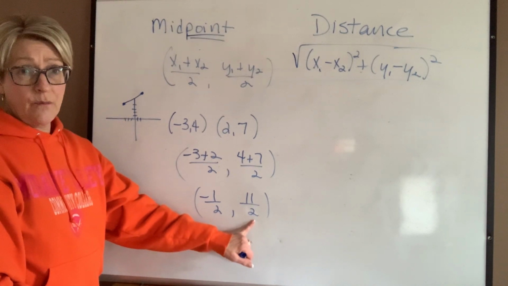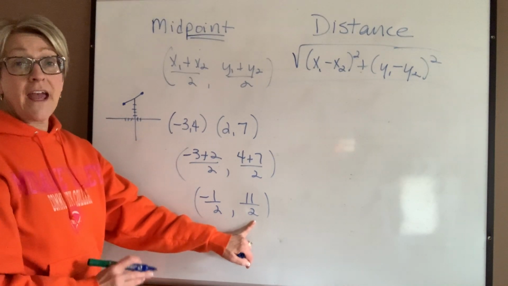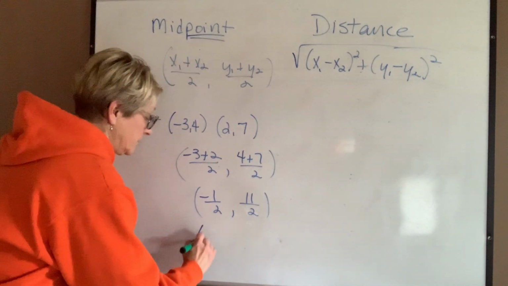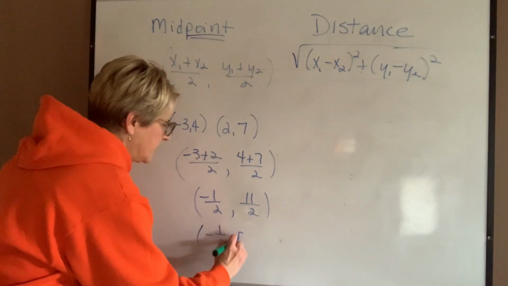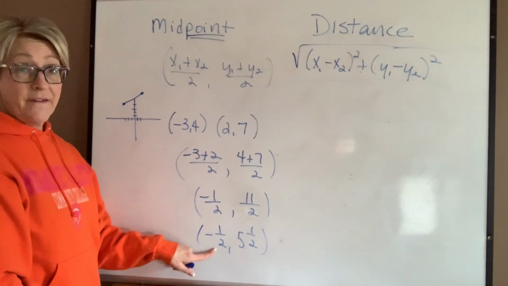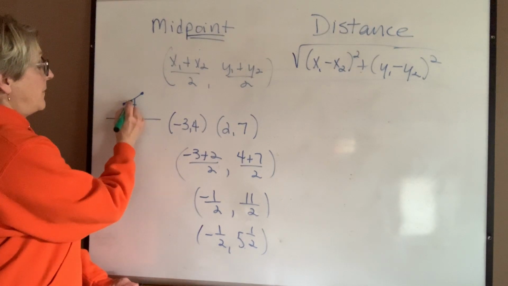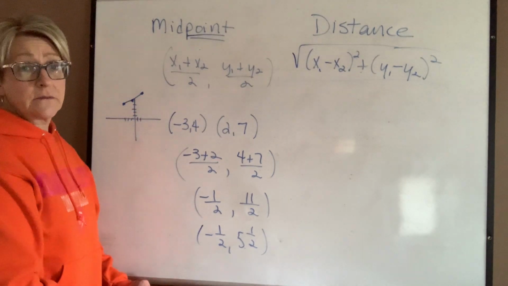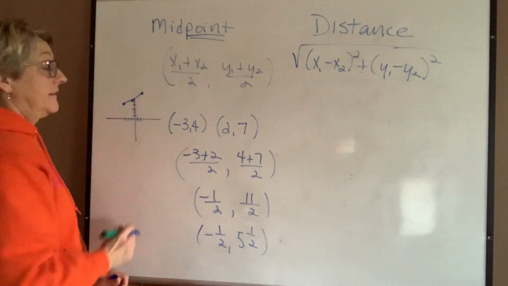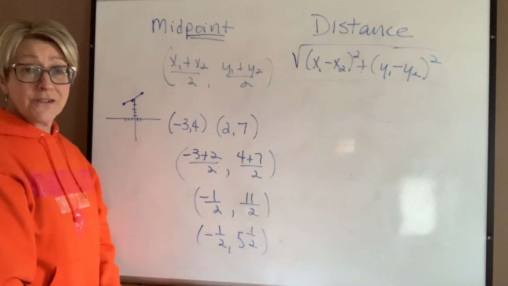Remember when we have an improper fraction and you're trying to find it on the graph, it might make more sense to actually change it to a mixed number. So 11/2 is 5.5. 11 divided by 2 is 5.5. Okay, let's try and find this point. So -1/2 is slightly left and up about 5.5 spaces. Again, I'm approximating, but hey, look, that looks about right. Okay, so I can have some confidence in my answer.